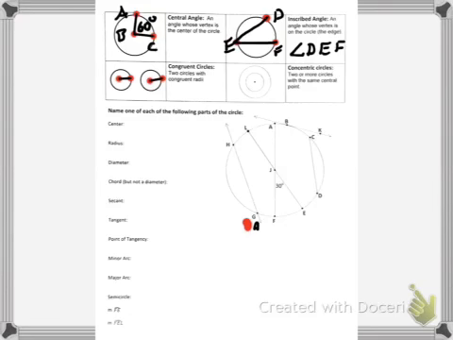Okay, let's say that each of those measure 3. That's 3, and that's 3. Those will be congruent circles because their radiuses are congruent. All right, concentric circles are next.